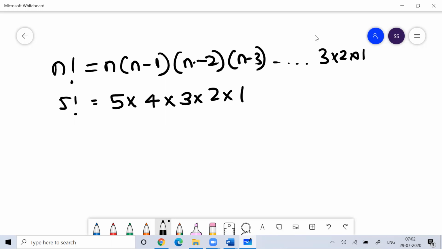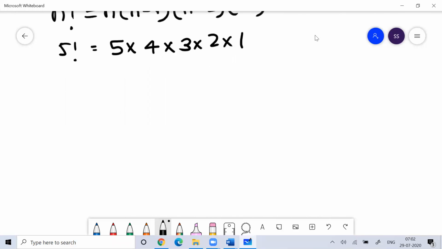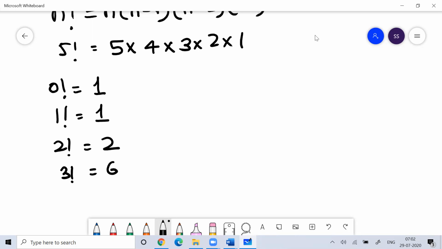In the concept of factorial, you should know a few values. You should know that 0 factorial means 1. Why 1? I'll tell you that. 1 factorial means 1. Then 2 factorial is 2 into 1, which is 2. 3 factorial means 3 into 2 into 1, which is 6. Then 4 factorial means 4 into 3 into 2 into 1, which is 24. Then 5 factorial means 5 into 4 into 3 into 2 into 1, which is 120.